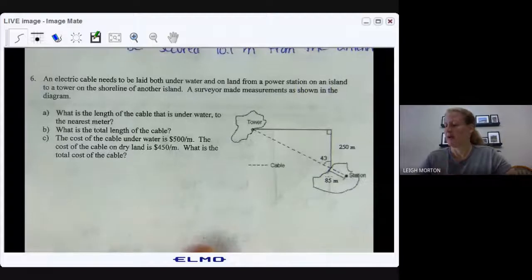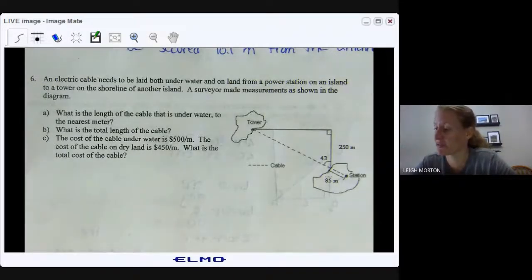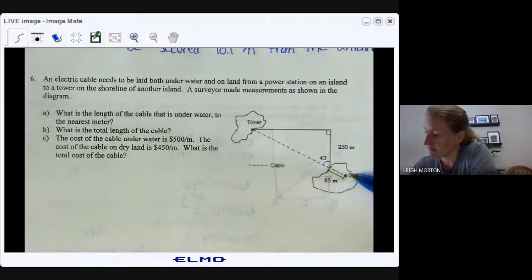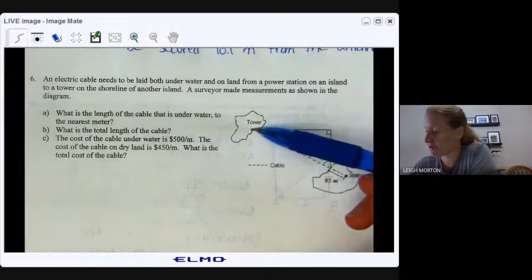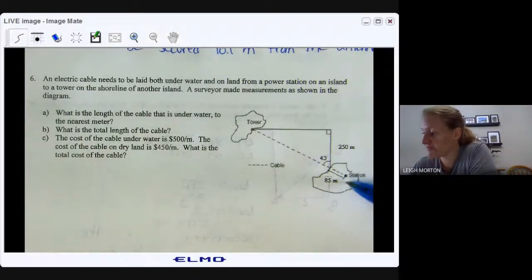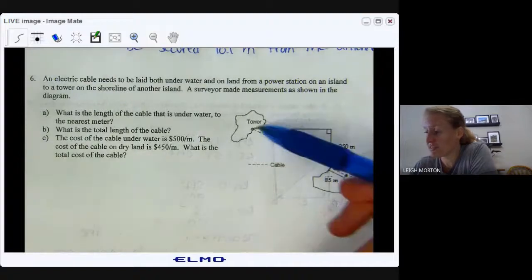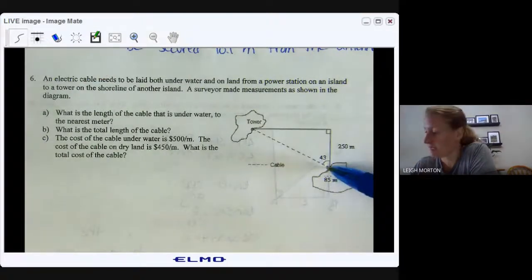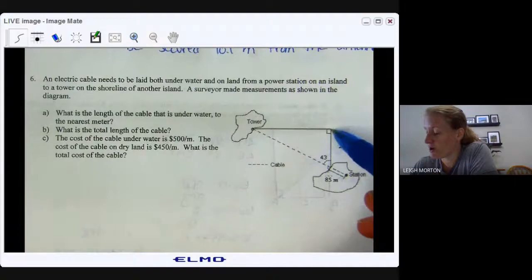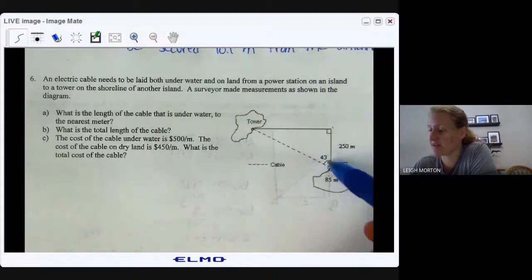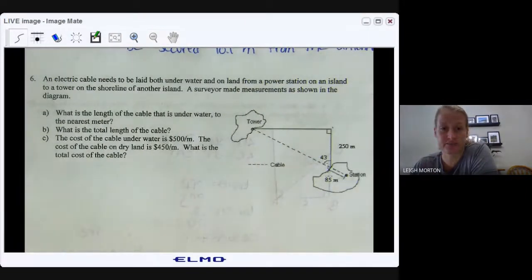All right. An electric cable needs to be laid both underwater and on land from a power station on an island to a tower on the shoreline of another island. A surveyor made measurements as shown in this diagram. So here's our station on one island. Here's the tower on the shore of the other. So we see there's 85 meters of land. We don't know the distance underwater, but the surveyor measured 250 meters out and an angle of 43 degrees.